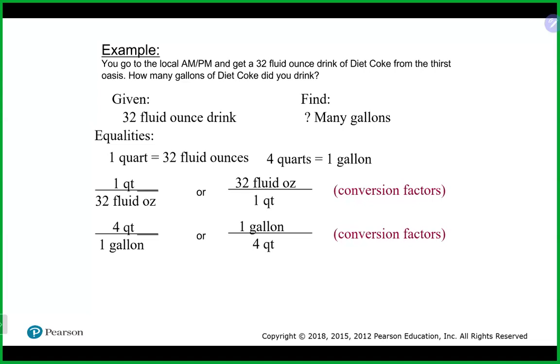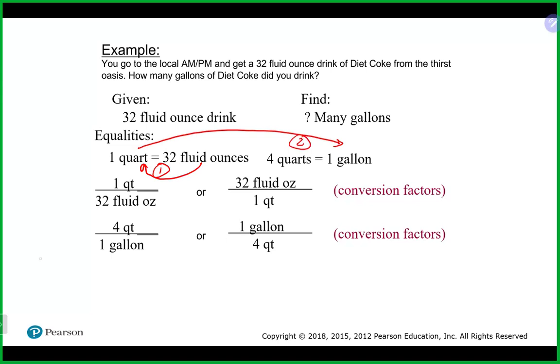So one way here, I'm going to use quarts to fluid ounces and quarts to gallons. My goal is going to go from fluid ounces to quarts, and then take it from quarts to gallons. That's the pathway I'm going to choose here. Obviously, those are the conversion factors available to us.